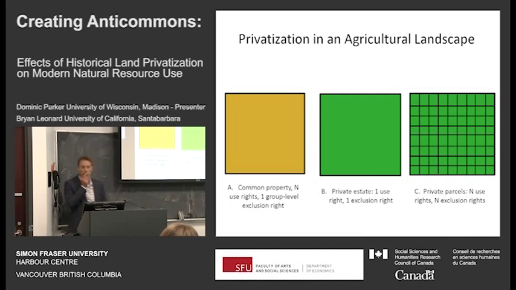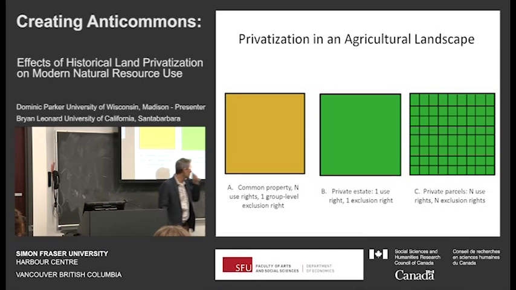What we see is a lot more common. It happened in the allotment of Native American lands. It's related to what happened in the Homestead Act that we just heard about. In Kenya, and lots of places of the world, privatization usually works by subdividing common property, strengthening individual exclusion rights to a particular parcel. And so this landscape in panel C is all private parcels, and there's end use rights and end exclusion rights. Each individual has a use right, each has an exclusion right.